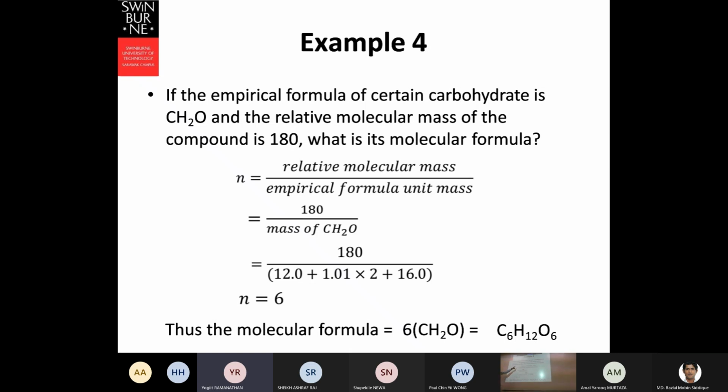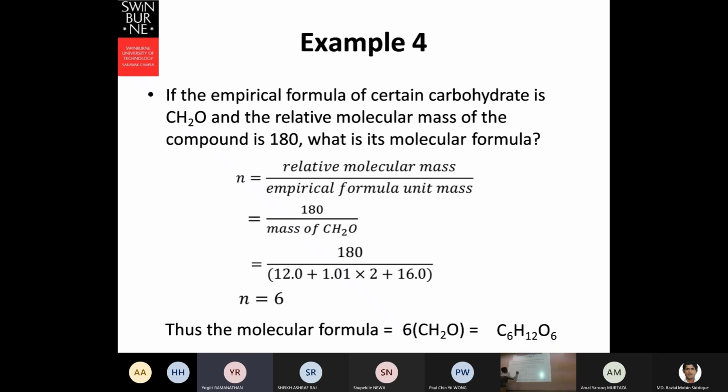So let's say the empirical formula is CH2 and the relative molecular mass of the compound is 180. CH2 is the empirical formula, right? This question is asking what is the molecular formula for us? CH2 is the empirical formula, and the compound mass is 180. So how do you find it? We divide this 180 by the mass of this. What will be the mass for this?